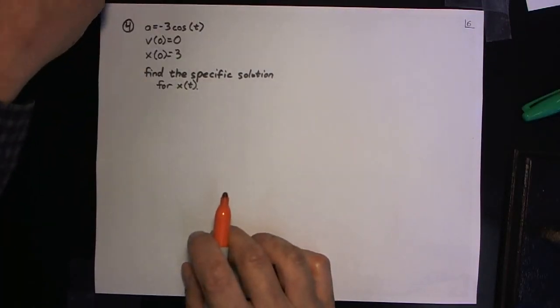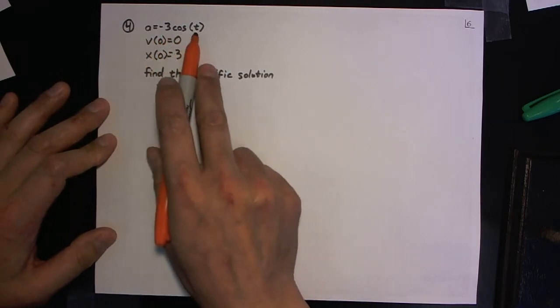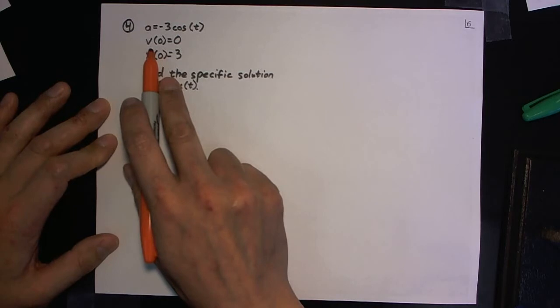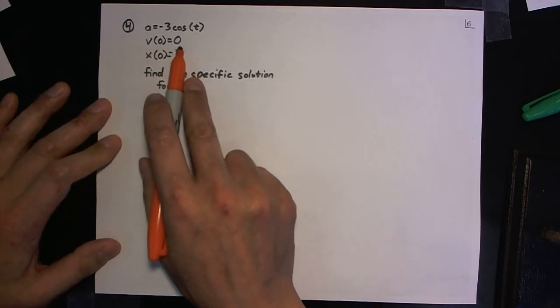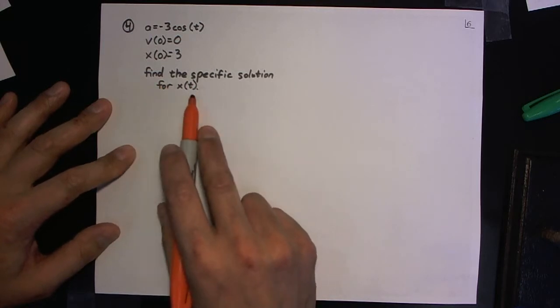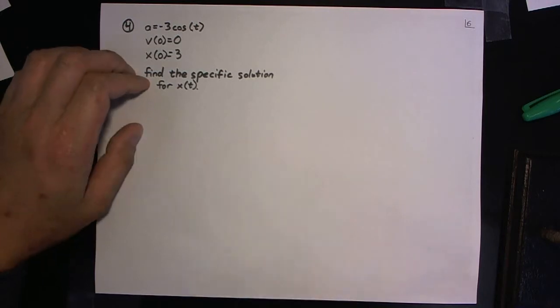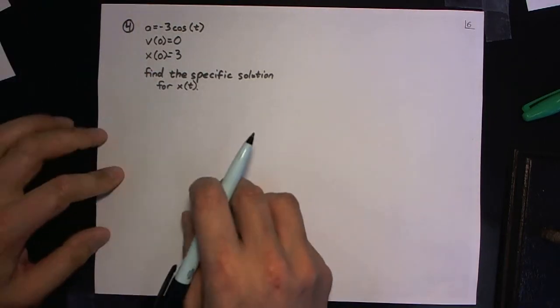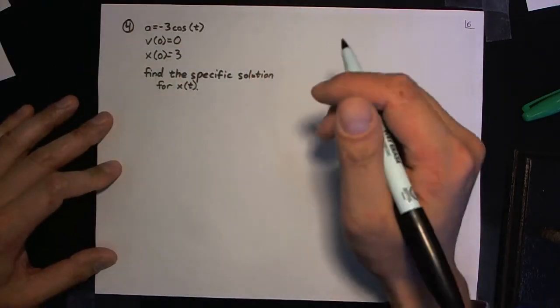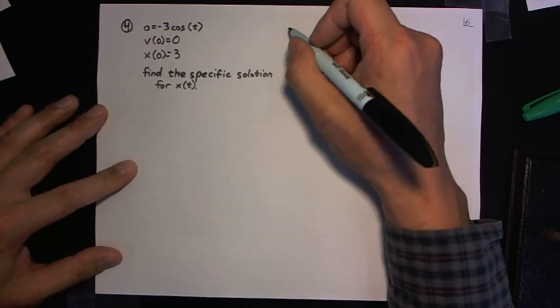Alright, let's say we've got something a little bit more complicated. This is acceleration is equal to negative 3 cosine of t. And we have v of 0 equals 0, and we also have that x of 0 equals 3. Find the specific solution for x of t. Now, you do need to know one additional thing in order to solve this, which is a little bit of what's called kinematics. That's the study of how objects move in physics.